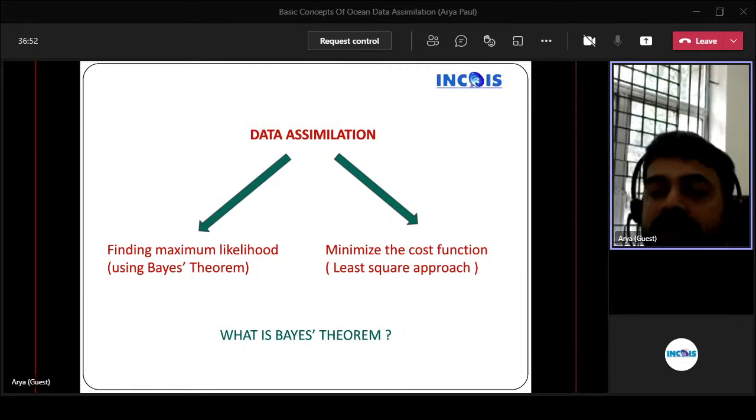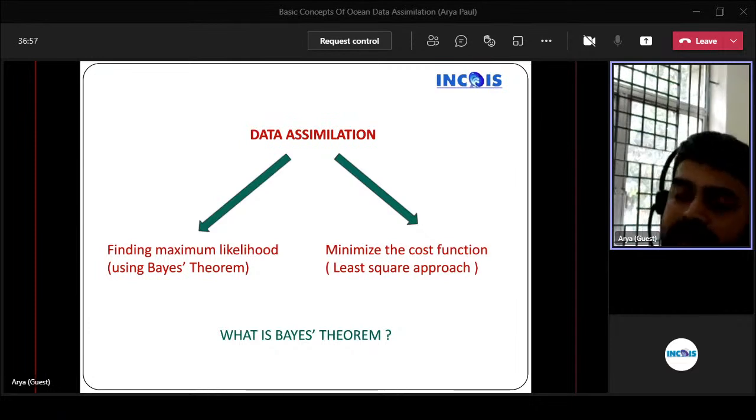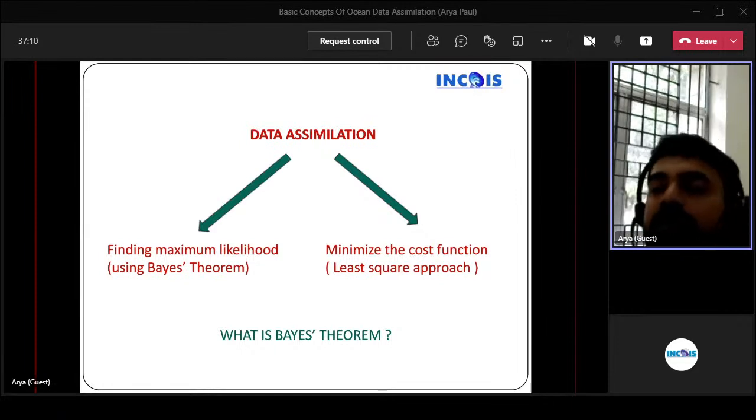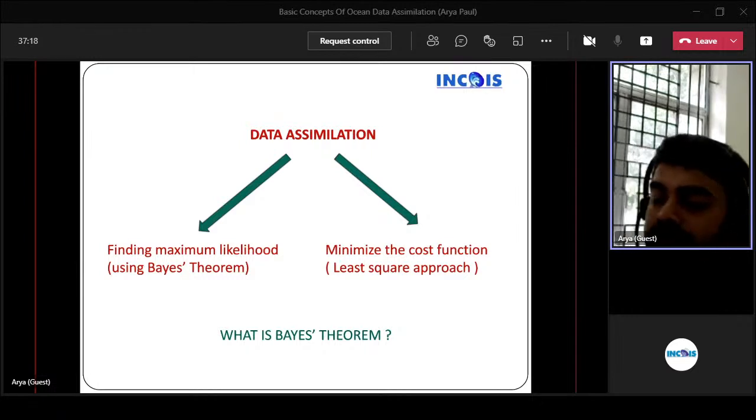There are two methods in which data assimilation is done. Both of these approaches converge at the end. One approach is finding maximum likelihood using Bayes' theorem, and the other is minimizing the cost function. I'll talk about what Bayes' theorem is here, and I'll try to simplify it as much as possible without getting into much mathematical detail.